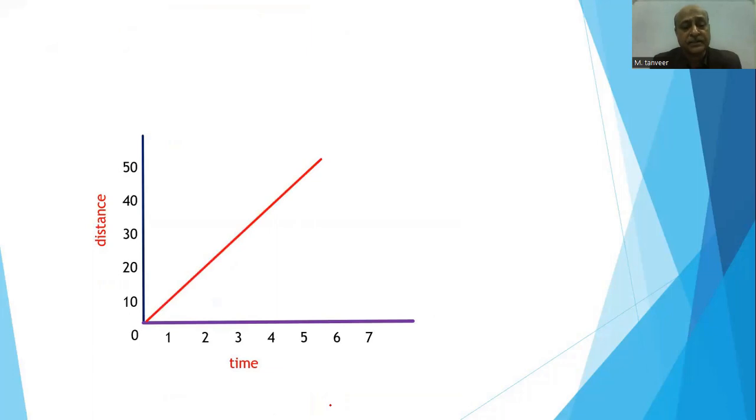This is the distance time graph when a car is moving with uniform speed. But when a car is moving with uniform speed, but its speed is increasing, or speed is decreasing, then what will be the shape of the distance time graph? This distance time graph is when a car is moving with uniform speed, and this is the distance time graph when the car is increasing its speed.